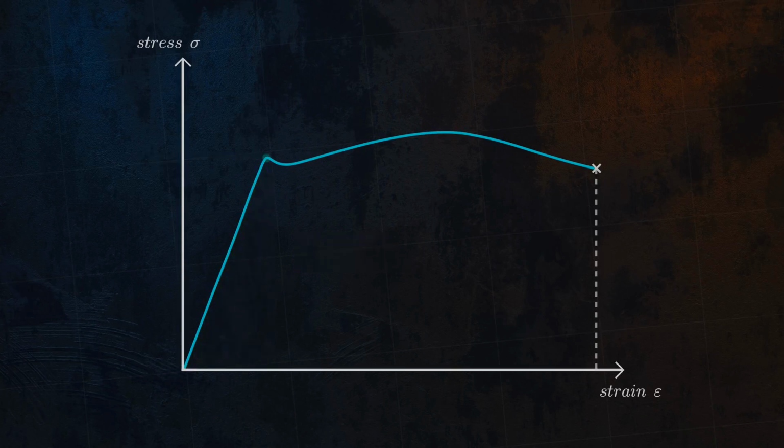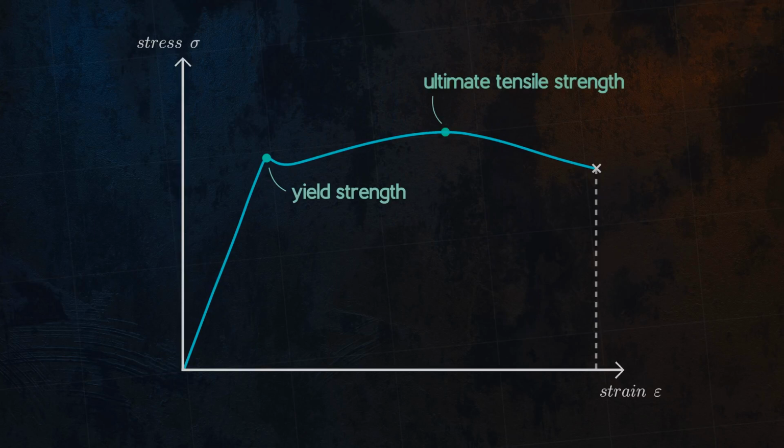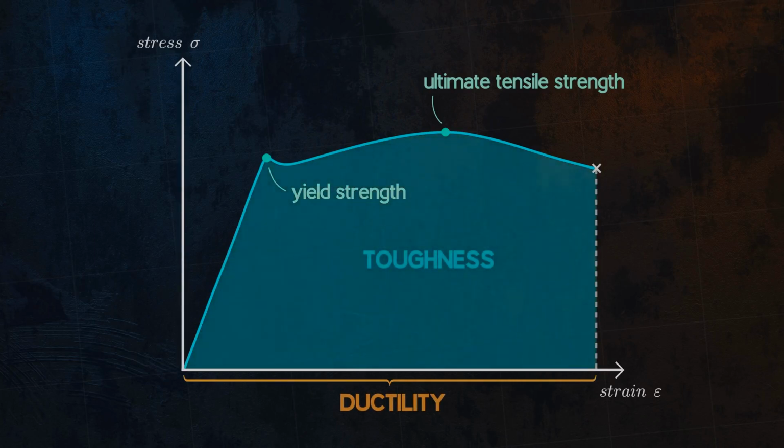To summarize, the yield strength of a material defines the stress at which it begins to deform plastically. The ultimate tensile strength defines the maximum stress which is reached during the tensile test. Ductility is a measure of the ability of a material to deform plastically. Toughness is a measure of the ability of a material to absorb energy up until fracture. And resilience is a measure of the ability of a material to absorb energy while deforming elastically.